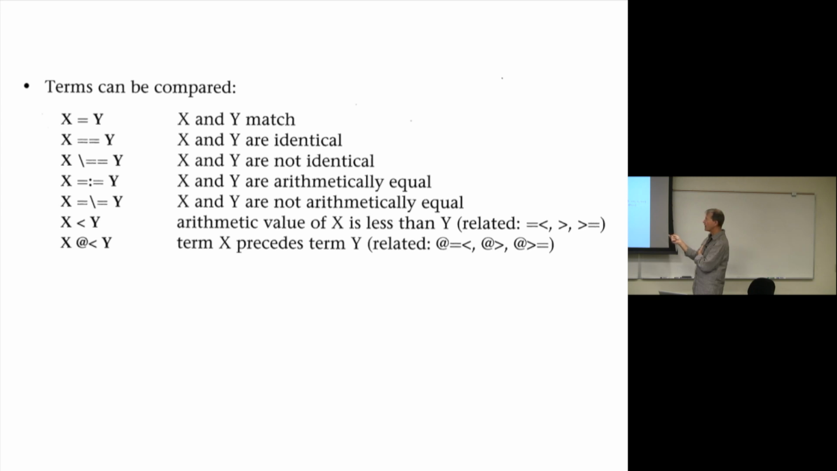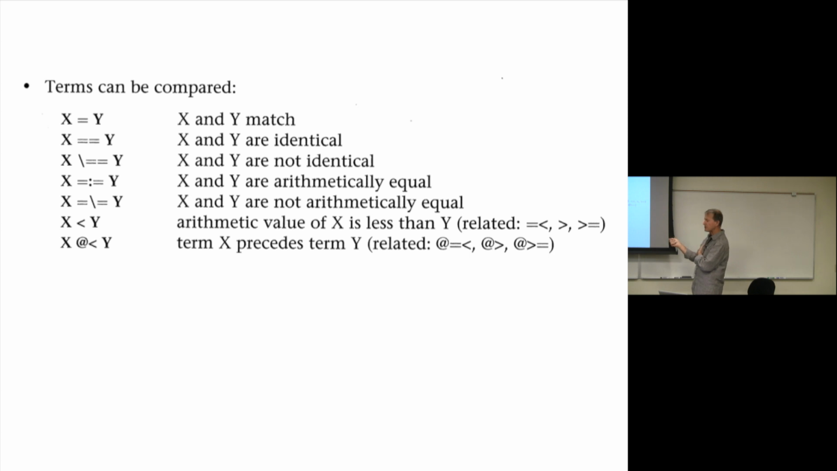But now, another way to compare them is with equals equals. With equals equals, it's different from matching. With equals equals, what this means is x and y are identical. We'll see what identical means. We'll do some demos to see how x and y can be identical. And then x and y are not identical is bash equals equals operator.